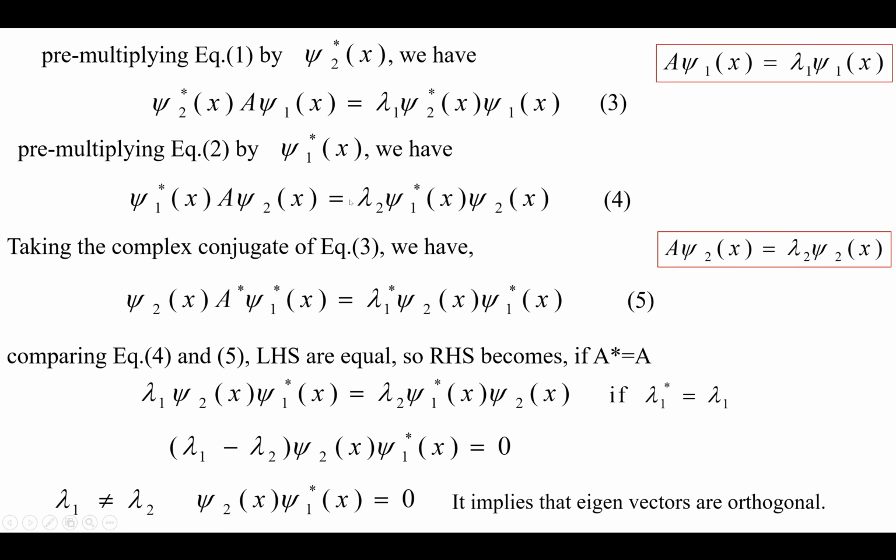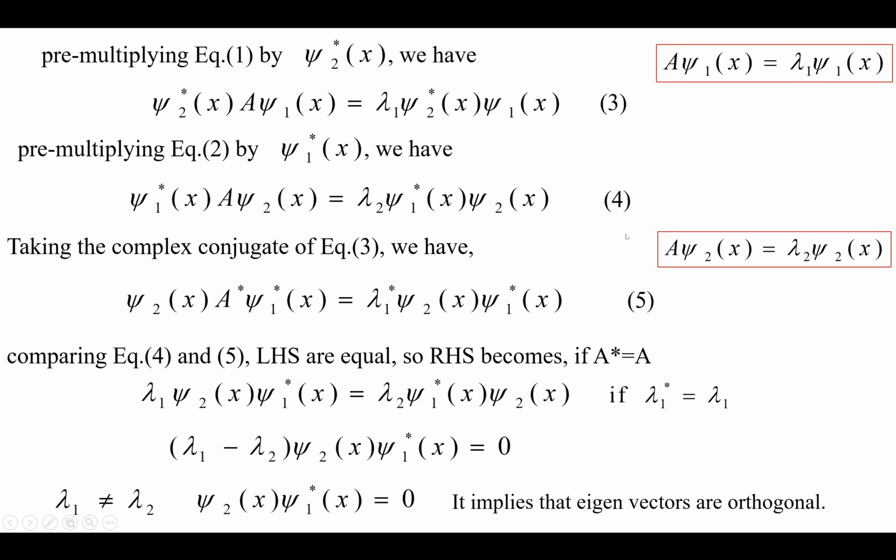Now take the complex conjugate of equation 3. On both sides you are going to have the complex conjugate. So psi 2 star will become psi 2, your A will become A star, and psi 1 will become psi 1 star, which is equal to lambda 1 becoming lambda 1 star, psi 2 star becoming psi 2, and psi 1 becoming psi 1 star.